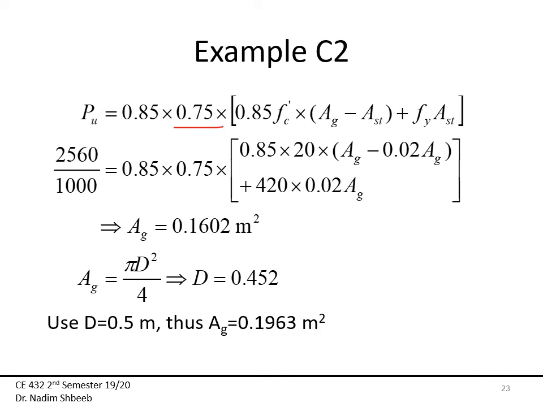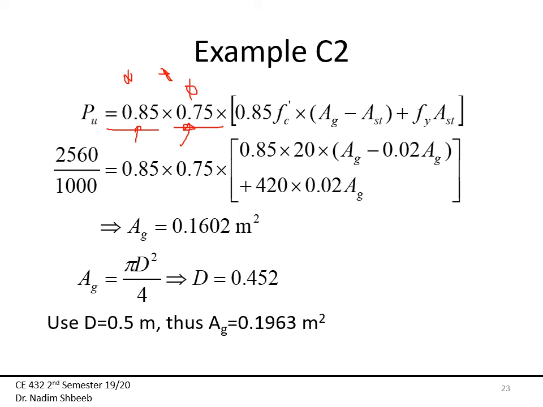Now the only difference here is that phi is 0.75, because it's a spiral reinforced lateral tie instead of a square tie, and that factor also goes from 0.8 to 0.85. So for square or rectangular ties, this was 0.8 and phi was 0.65. For spiral, this is now 0.85 and phi is 0.75.